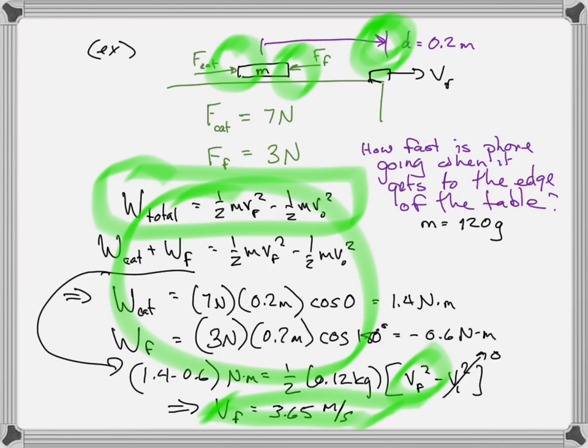If we had done it with net force equals ma and kinematics, we would have had to use 2 separate concepts together, both of them paying attention to vectors. In this case, we don't. This is a lot easier way of solving this problem. Again, notice that because the cat speeds up the phone, the cat does positive work, but because the frictional force is trying to slow down the phone, it does negative work.